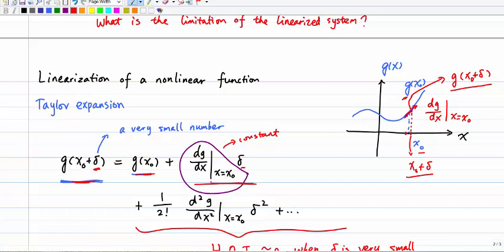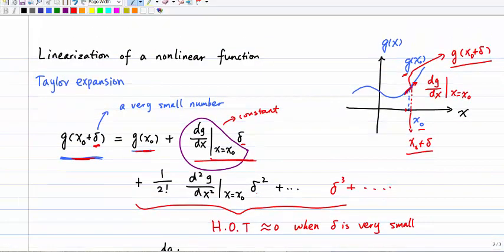This actually is equal because you can do the Taylor expansion, assuming that you are close to x0. Of course, you still have higher order terms, delta cubed and so on and so forth. The nice thing is that if delta is very close to 0, then delta squared is super small, and delta cubed is even much smaller. So this higher order term is very close to 0 when delta is very small, and I can ignore it.